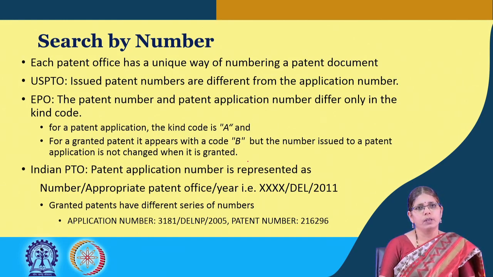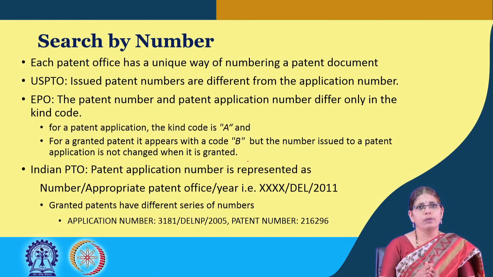And obviously, if you look at the USPTO, you can see the change of status of the patent by the issue number being different and the application number being different. Whereas in the case of the European Patent Office, the number is the same, followed by the kind code. So, the kind code represents the status of the particular application, whether it is in a publication stage or a grant stage, all that can be identified.